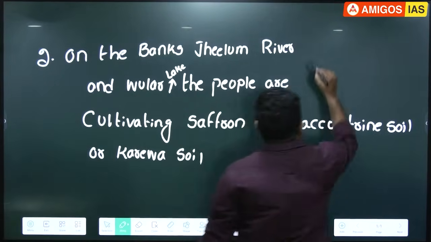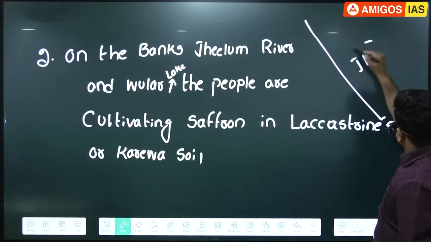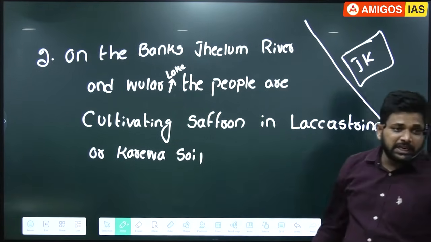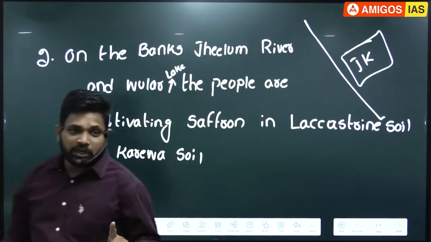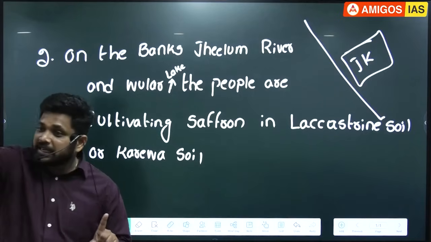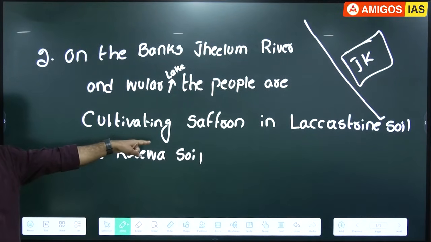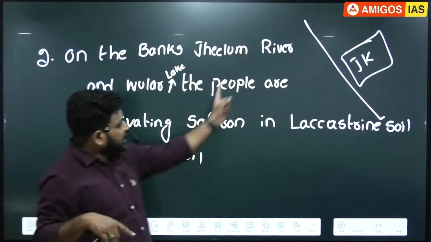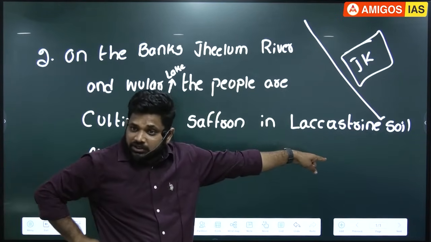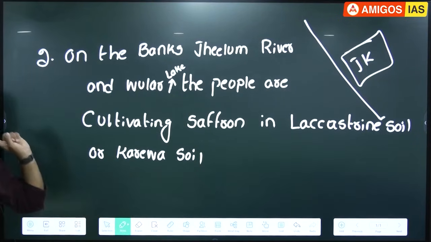The cultivation of saffron or jaffron is restricted to only one union territory. What is the name of the union territory? Jammu Kashmir. Except Jammu Kashmir, nowhere else in India can you find the cultivation of saffron. The saffron is growing in which soil? Lacustrine soils. Locally, the lacustrine soils are called what type of soil? Kareva soil. Okay so far? That is the second economic activity.